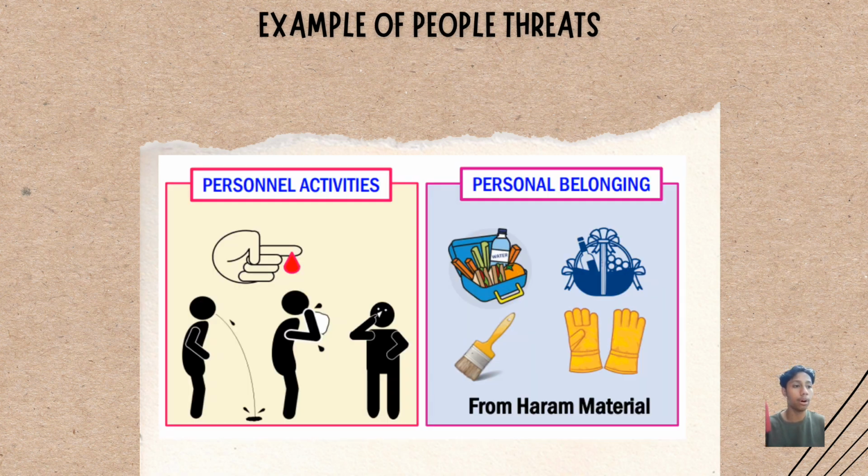So this is an example of people threat. There are two: personal activities and also personal belonging. So for personal activities, you can see maybe people with bleeding on their hand, and for belonging, a brush that has pig hair inside the brush, that is a pig material in the brush.